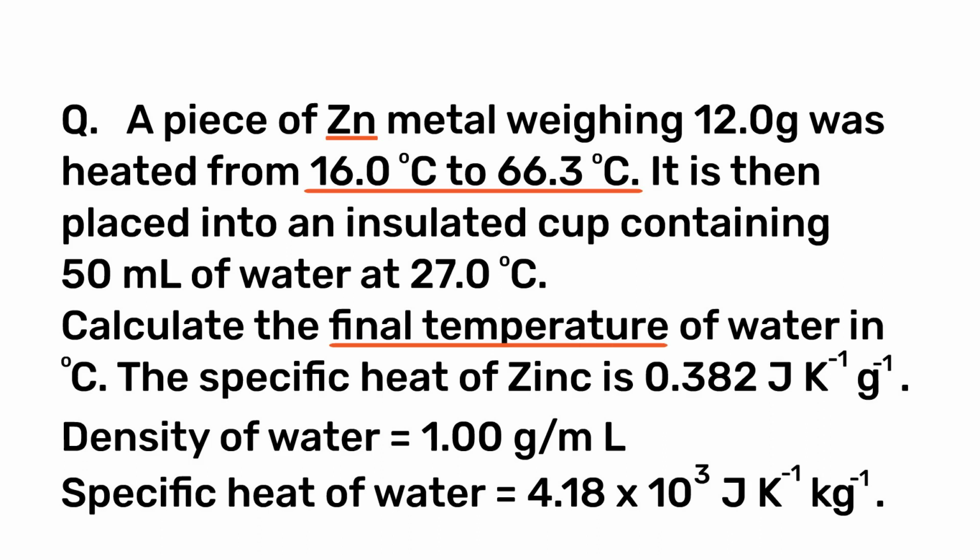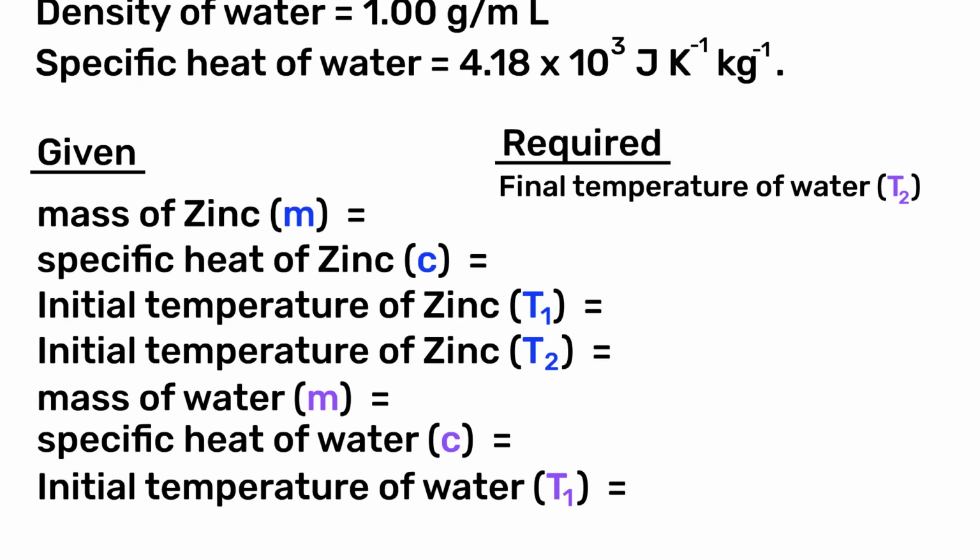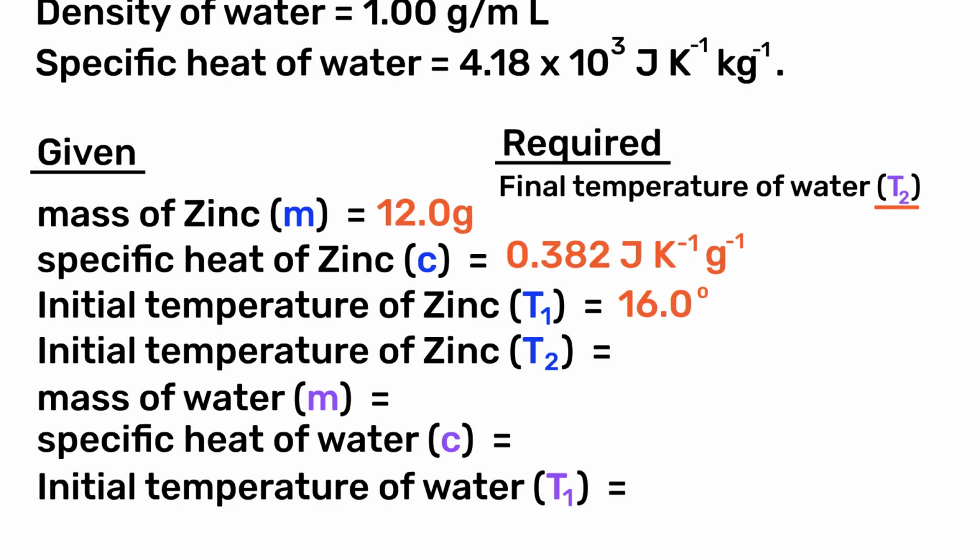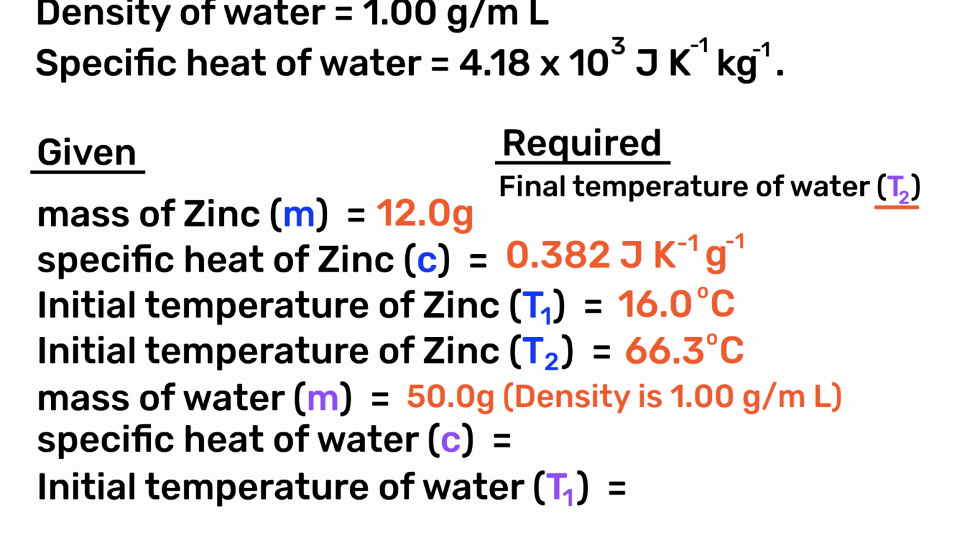So the first thing is to note down what is required and what is given. Required is the final temperature of water, T2, and given is the mass of zinc, the specific heat of zinc, the initial temperature and final temperature of zinc. Mass of water can be taken as 50 grams, where 50 milliliters would be equal to 50 grams because density is 1 gram per milliliter. And then the specific heat and initial temperature of water is given.